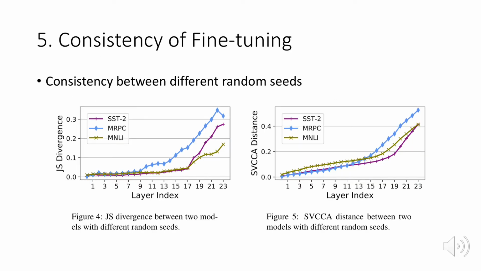Moreover, we investigate the consistency of different fine-tuning procedures, including the consistency between different random seeds and the consistency between different datasets. First, we fine-tune two models on every dataset with the same hyperparameters but different random seeds. As shown in Figure 4 for a large dataset, MNLI, and SST, the attention mode of low and intermediate layers is basically consistent between two different random seeds, whereas the attention mode of last layers is relatively divergent.